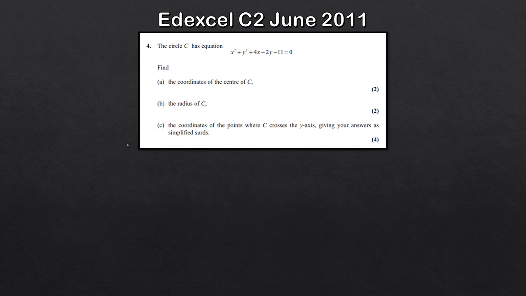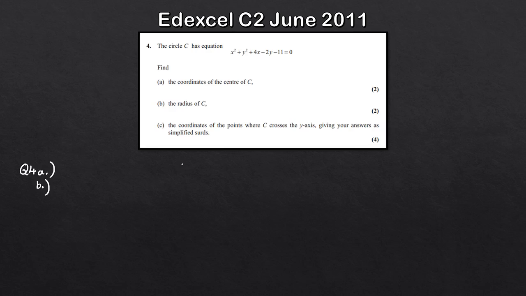So let's have a go at 4A, but I'm probably going to do A and B together. So 4A, we'll put B underneath as well. Okay, so how do we begin with a question like this? Well, if you get given the circle equation in this form, like we've been given at the start of the question, and we want the coordinates of the centre and the radius, we need to complete the square.